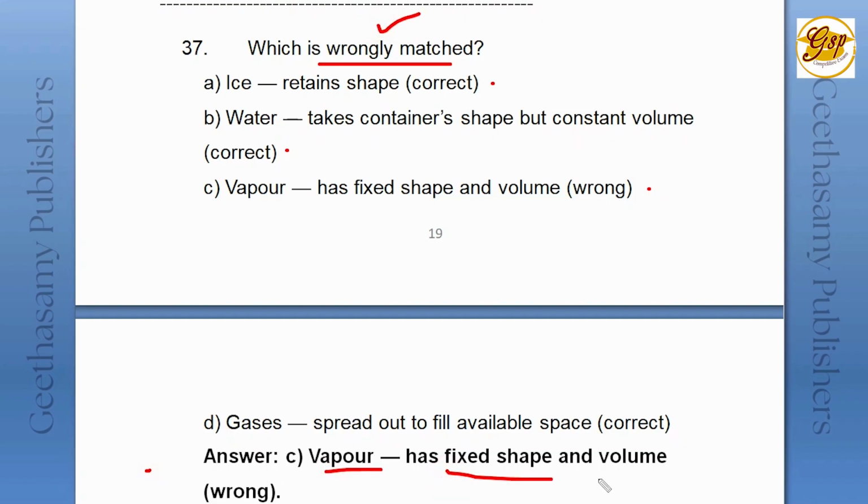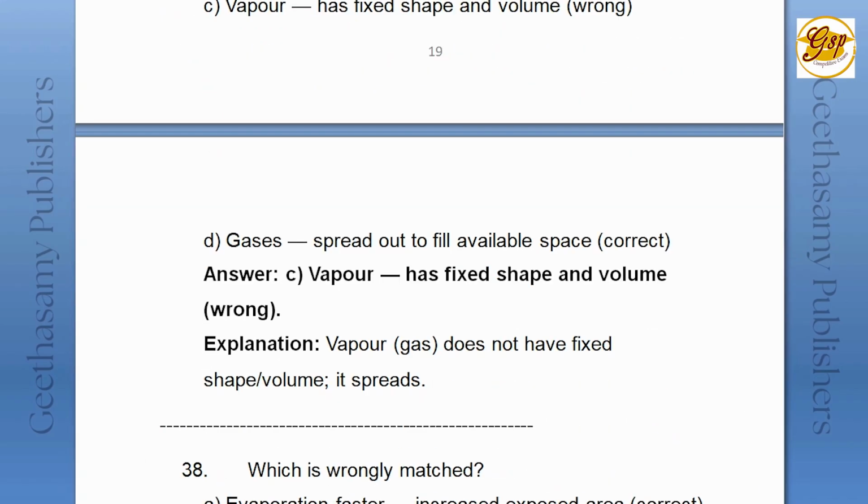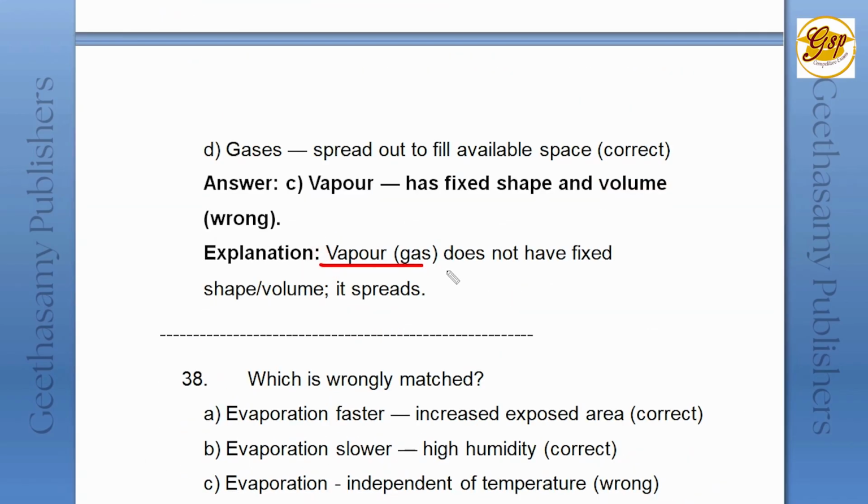Vapor has fixed shape and volume, which is wrong. The explanation is vapor, that's a gas, does not have fixed shape or volume, it spreads.